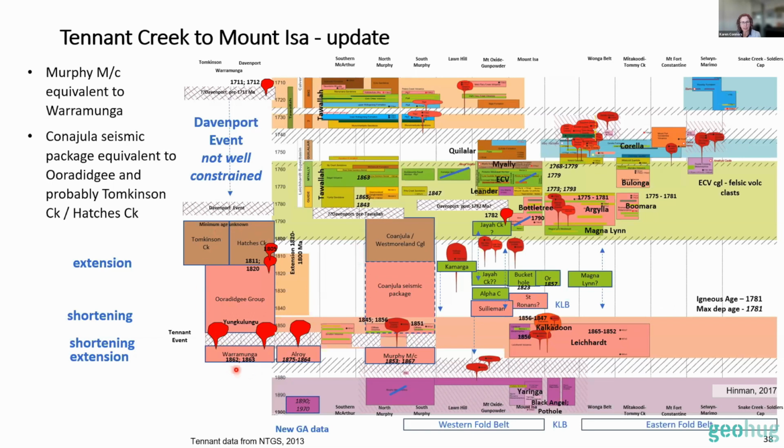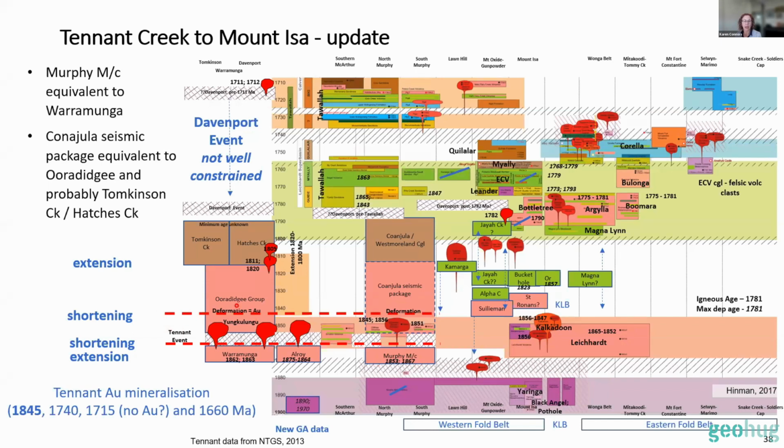So you can see the outcropping units, Orodigi and Warramunga from the Tennant Creek area, the new GA data highlighting Alroy and the intrusions here. I'm going to focus on this area from the seismic. There's the Coangela seismic package that I think is broadly equivalent to these units and gives you an even more extensive area of prospective rocks. And that's key because these are the units that host a lot of the gold at Tennant Creek and west to Tanami.